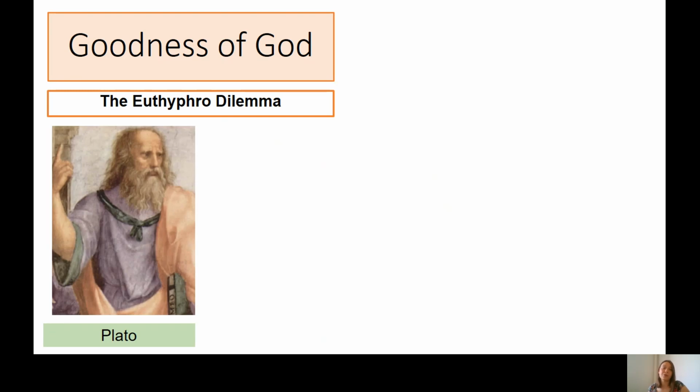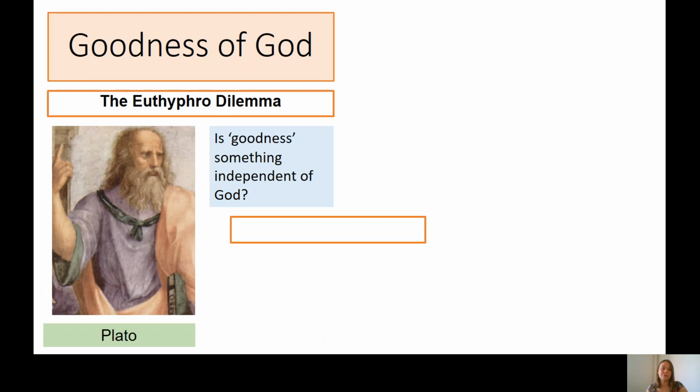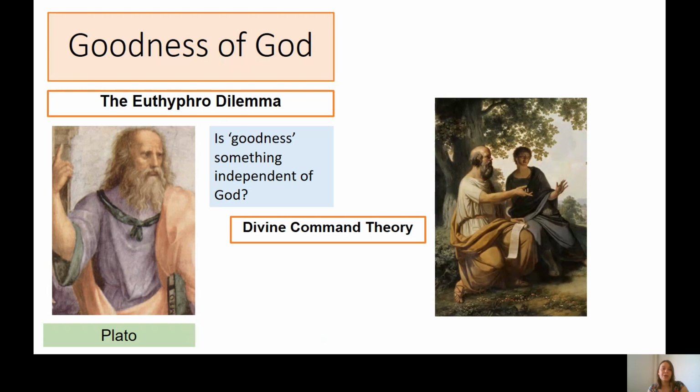So the Euthyphro dilemma comes from Plato's writings, and really questions whether goodness is something that is linked intrinsically to God, or whether goodness is something independent of God. And it's also linked to something called divine command theory, which you might have looked at in ethics with Mrs. Sales. And it's a good term to understand and to know and use in your essays.